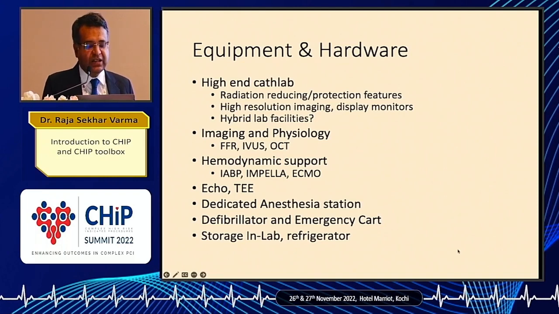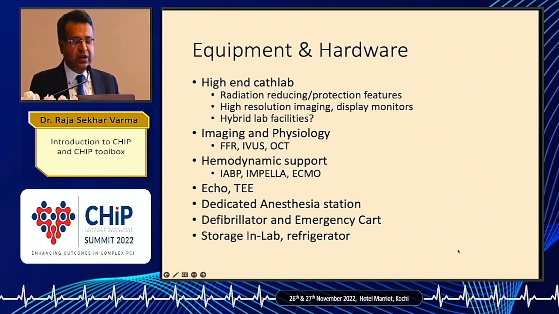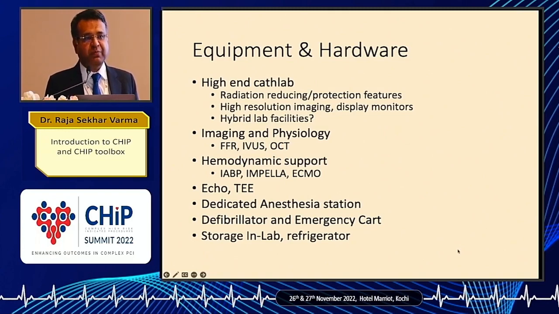Echo and TE guidance are often useful. You need a dedicated anesthesia station so that these patients are safely taken care of while the complex procedure is going on. Defibrillator and emergency cart is a must in any cath lab anyway. And you need storage in lab, refrigerator in lab to keep the necessary medicines safe and effective.